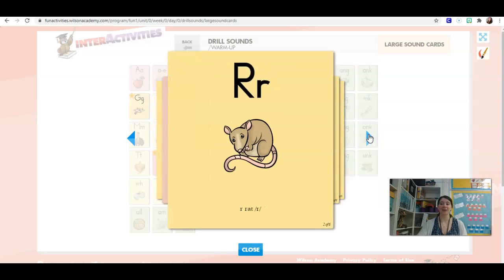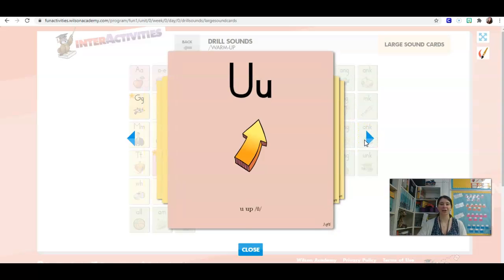Our next letter is this one right here, and it's our letter R. What sound does that letter make? That's right, it's our R sound. Our next letter is on this card. Who can tell me what letter we have? That's right, it's our letter U, and it makes the sound for you, up.